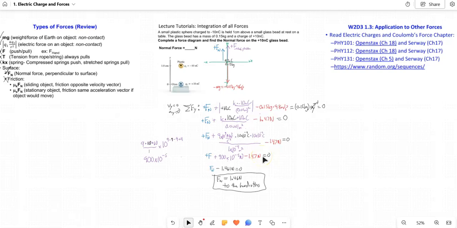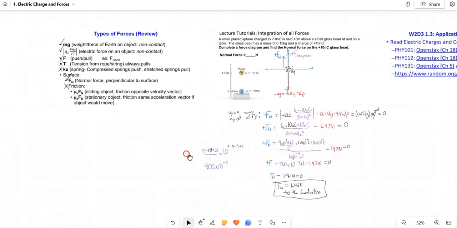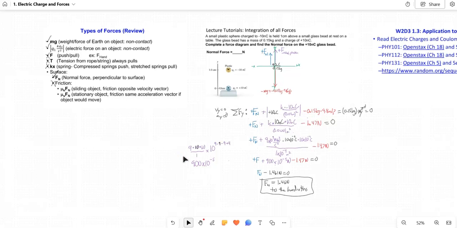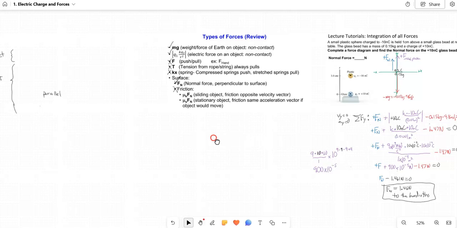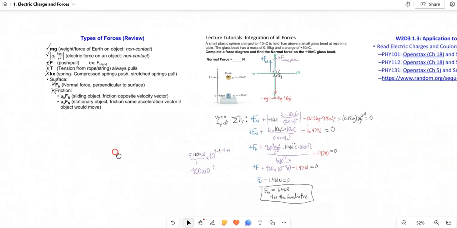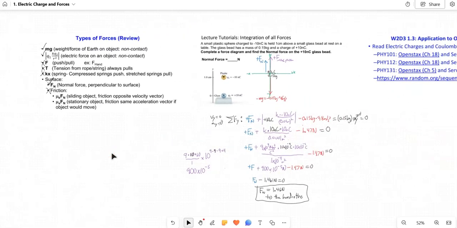So that's an example of how to do these problems. If you need more help with this, you're just adding your Coulomb force into this stuff. Don't forget to watch that video, which is a review of your physics 1 content on 2D force diagrams.